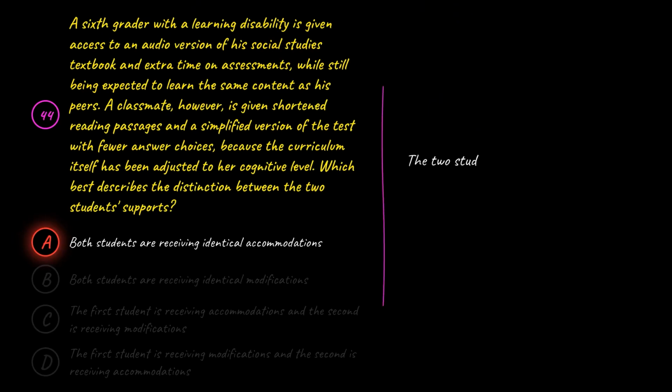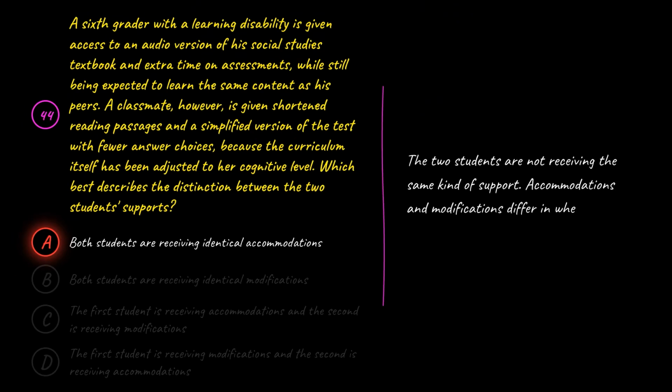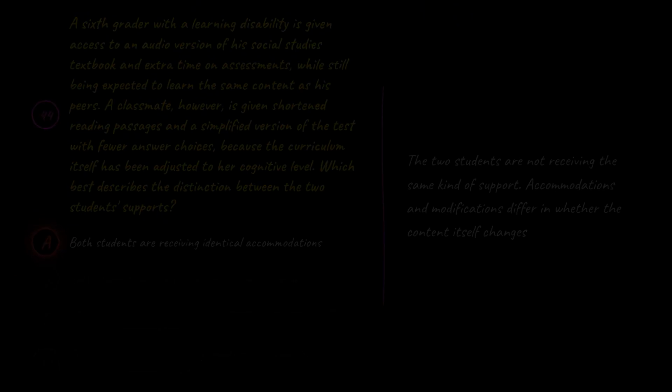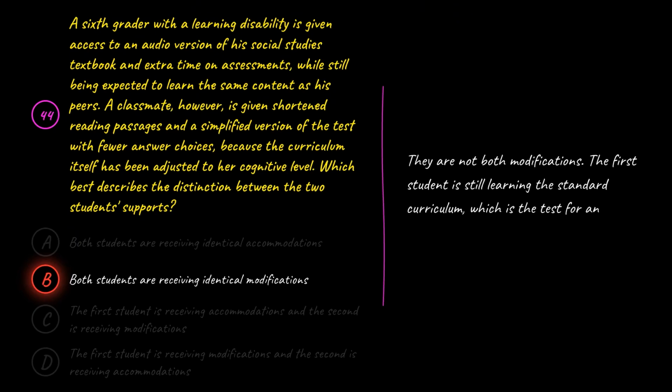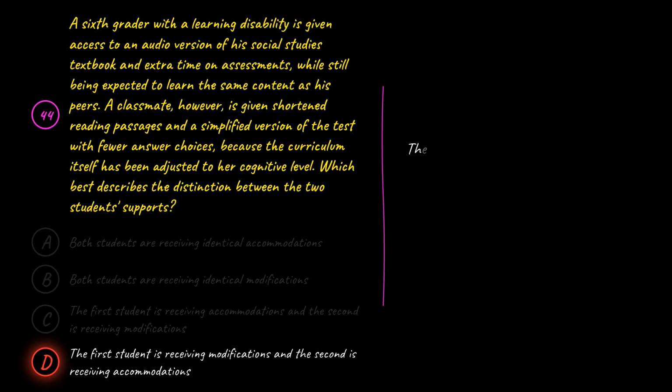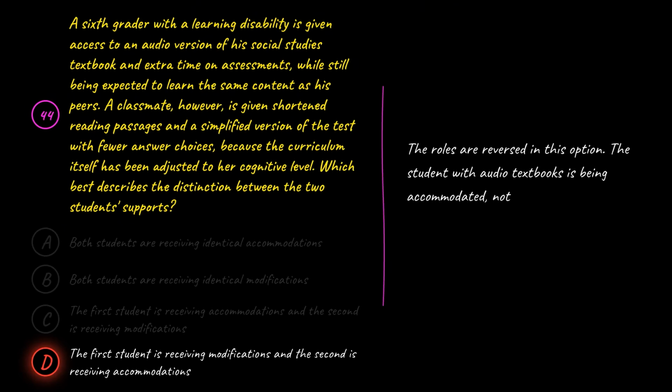A is wrong because the two students are not receiving the same kind of support. Accommodations and modifications differ in whether the content itself changes. B is wrong because they are not both modifications. The first student is still learning the standard curriculum, which is the test for an accommodation. D is wrong because the roles are reversed in this option. The student with audio textbooks is being accommodated, not modified, and the student with simplified content is being modified.